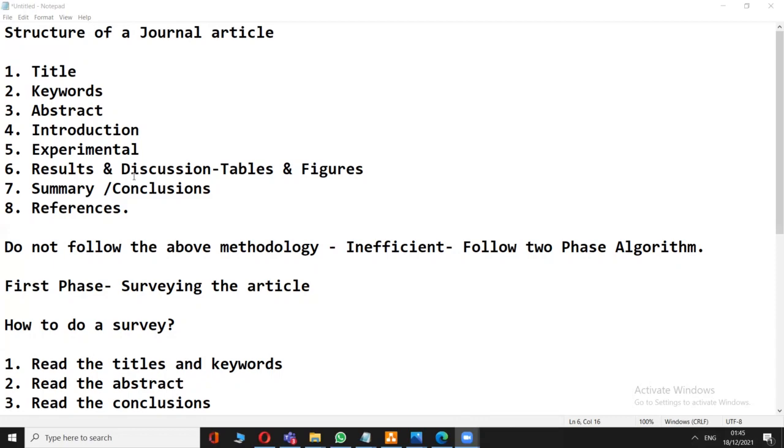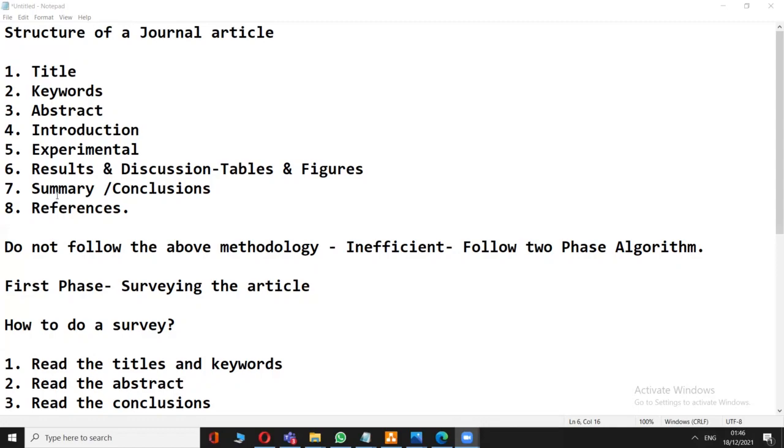and finally the references. Normally readers read with a top to bottom approach, from title to the references, but it is inefficient because when we are going to do research we have to read a lot of research papers. So when we are following this top down approach, it will be a time consuming task. So how do we read research papers efficiently so that you can follow this methodology?